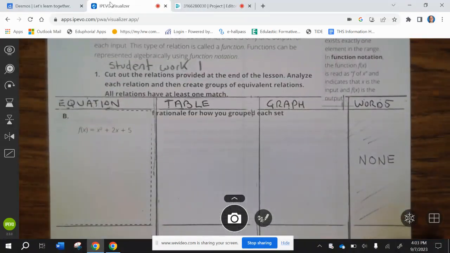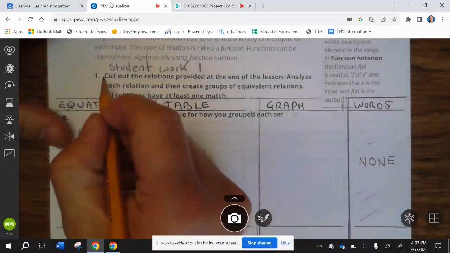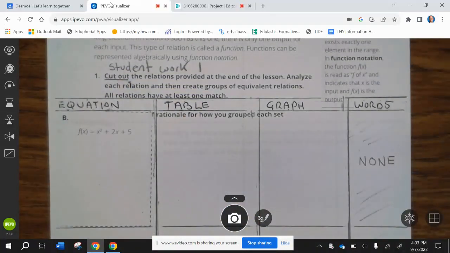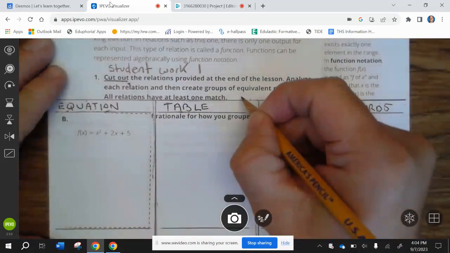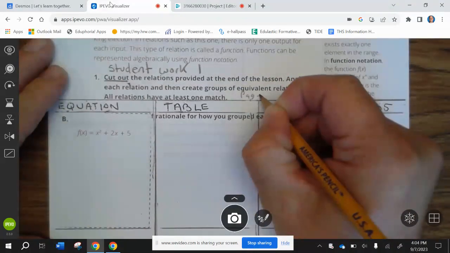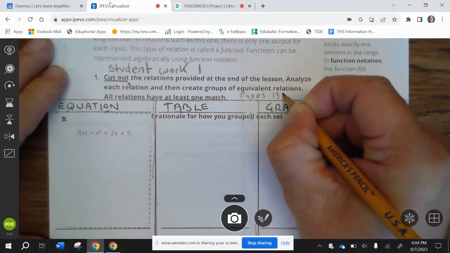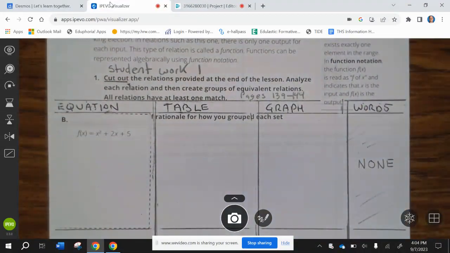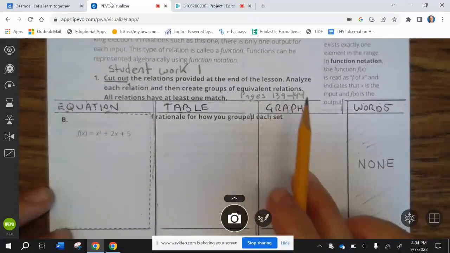All right, step 1. Cut out the relations provided at the end of the lesson. Analyze each relation and then create a group of equivalent relations. All relations have at least one match. And I believe you're cutting out pages 139 to 144. So cut out pages 139 to 144.